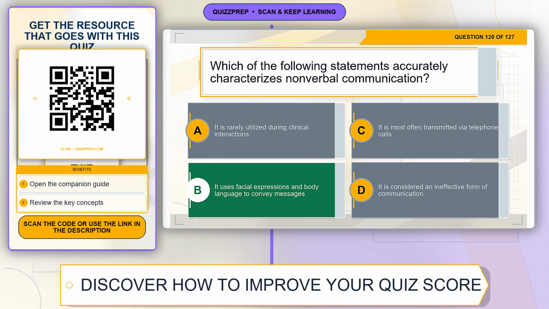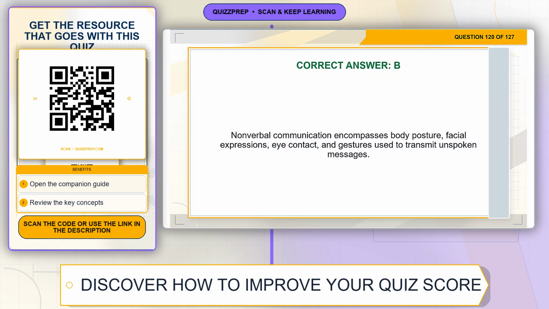It uses facial expressions and body language to convey messages. Explanation. Nonverbal communication encompasses body posture, facial expressions, eye contact, and gestures used to transmit unspoken messages.